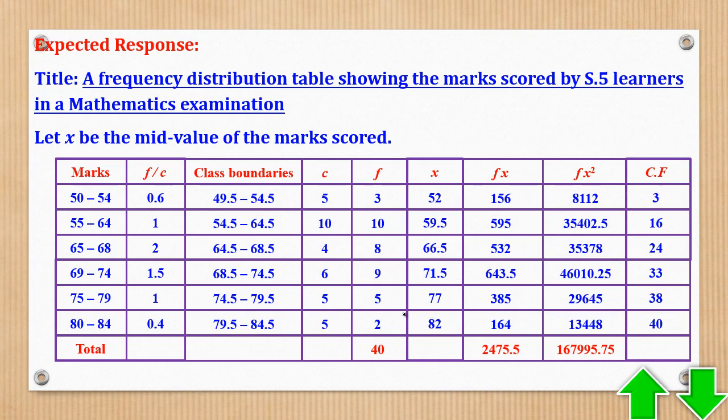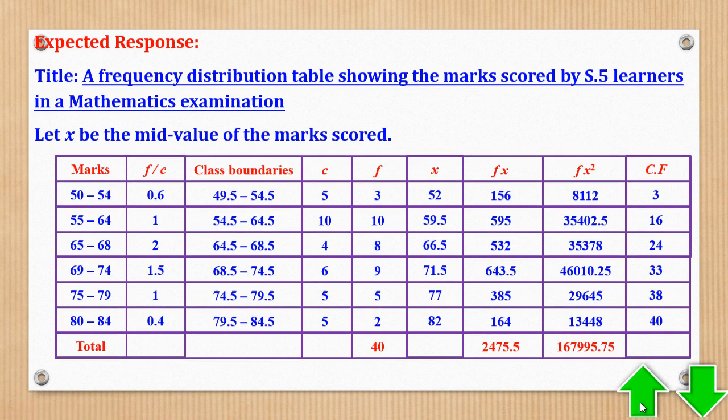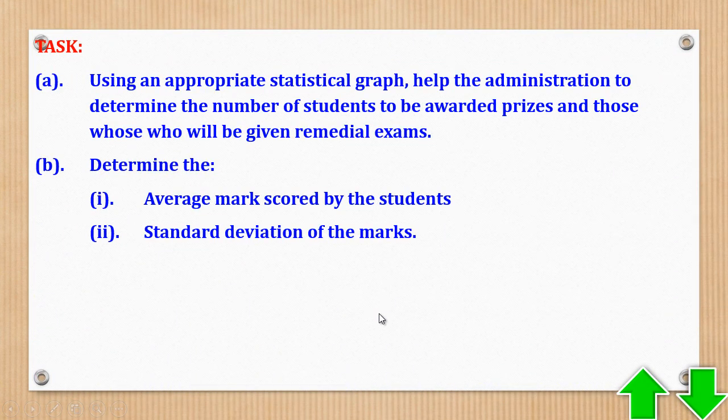So now that you are done with tabulating, we can now start answering the questions. It is advisable you first tabulate before you even start answering the questions. So part A said, using an appropriate statistical graph, help the administration to determine the number of students to be awarded prizes and those who will be given remedial exams.